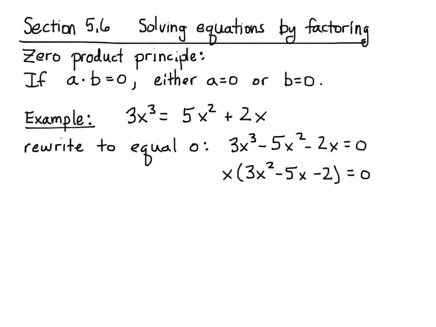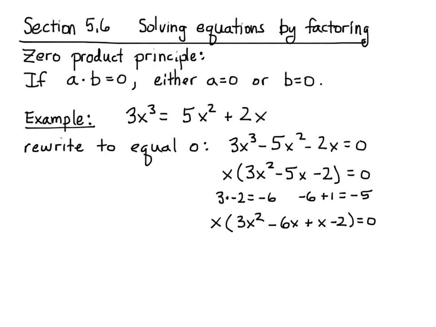Then we have this 3x squared minus 5x minus 2, and we factor that by grouping. The way I do that is I say, okay, 3 times negative 2 is negative 6, and aha, negative 5 is 1 off of negative 6, so I know I'm taking the difference: negative 6 plus 1 equals negative 5. That gives me my numbers that I can expand to do factoring by grouping. So I have 3x squared minus 6x plus x minus 2.